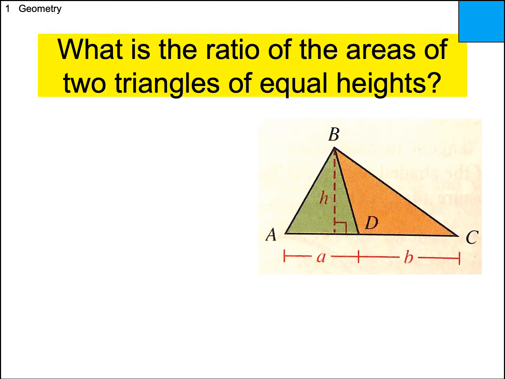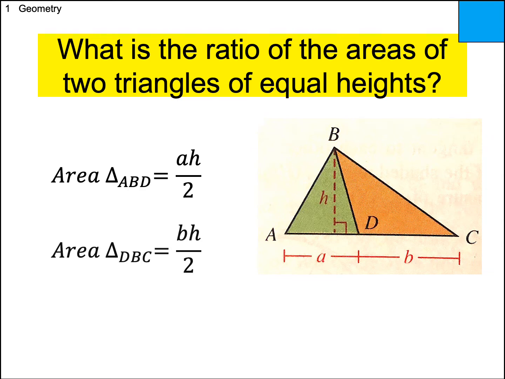Okay, let's find out the area of the green triangle. Well, the area of the green triangle is base times height divided by 2. Looks like the base is A and the height is H, so that's AH over 2. Makes sense. The denominator is going to be the orange triangle. It's still base times height divided by 2. The base is B, the height is H, and we divide that by 2.